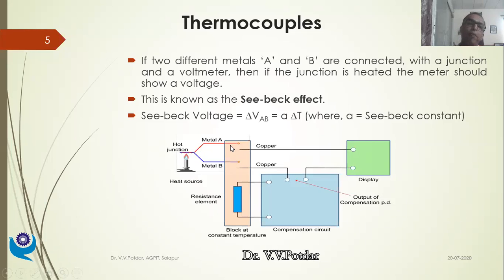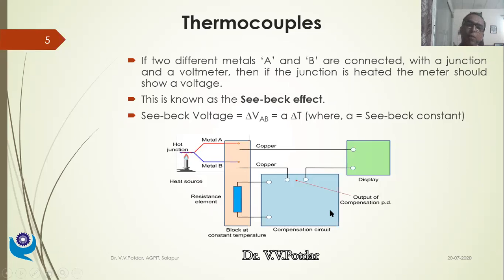So ultimately, when I have some delta T between the hot junction and the reference junction, the cold junction, what do I get? I get a proportionate voltage, that is delta V between A and B, the voltage across A and B, which is equal to alpha into delta T. Alpha is the Seebeck constant, which is the dissimilar metal constant or temperature coefficient, we can say. Delta T is the temperature difference between the hot junction and the cold or reference junction. So this is the principle of the thermocouple.